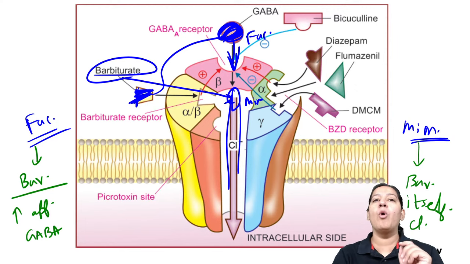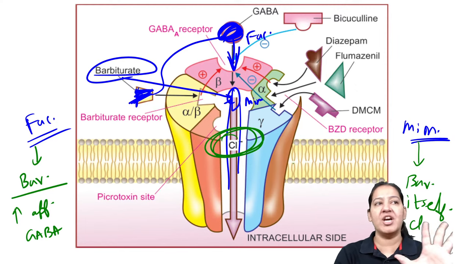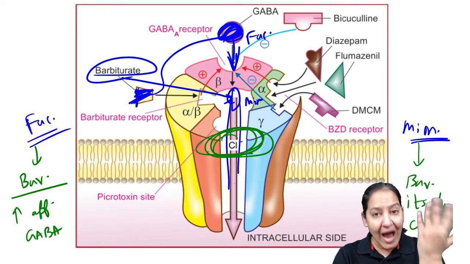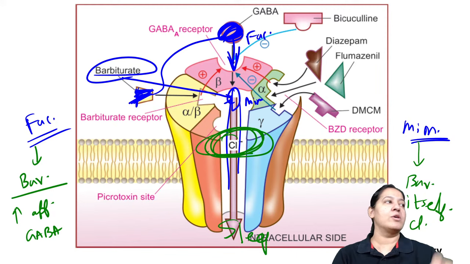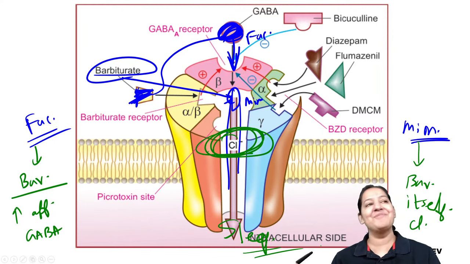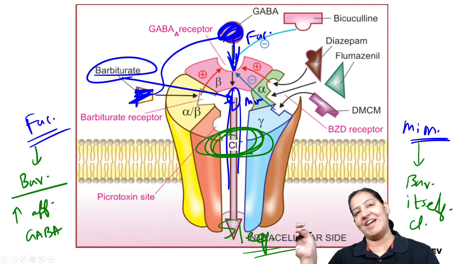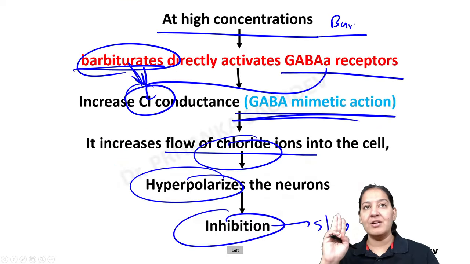So ultimately more and more chloride by both actions. More chloride means more hyperpolarization. More hyperpolarization means more sleep. So ultimately, it is causing inhibition, it is causing sleep. Everyone give me a thumbs up. Everyone. Ruchi, you got it? Very good, very good. So now let me come to the third and the last action.